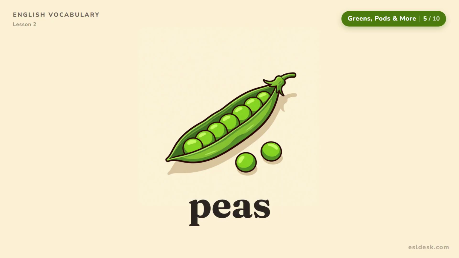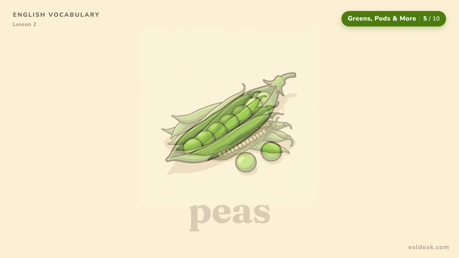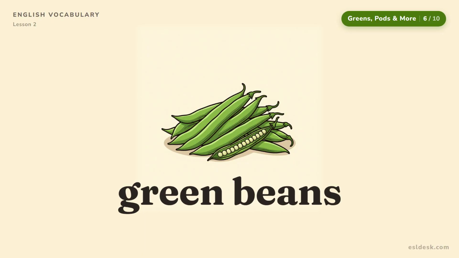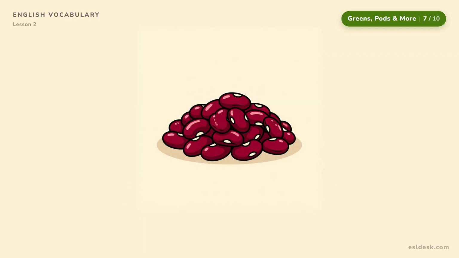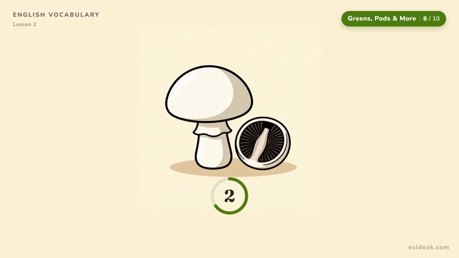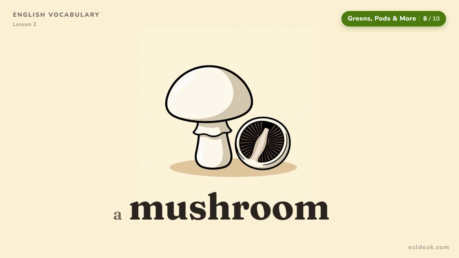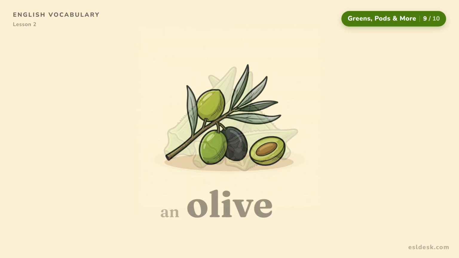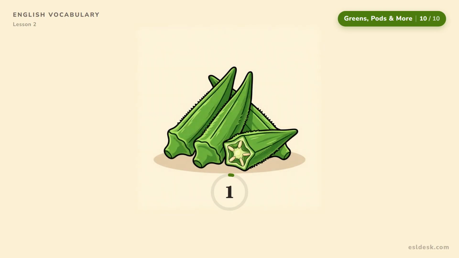Peas. Green beans. Beans. A mushroom. An olive. Okra.